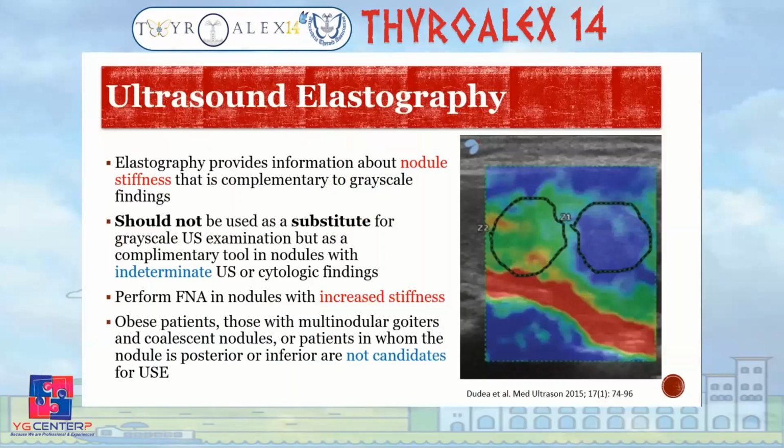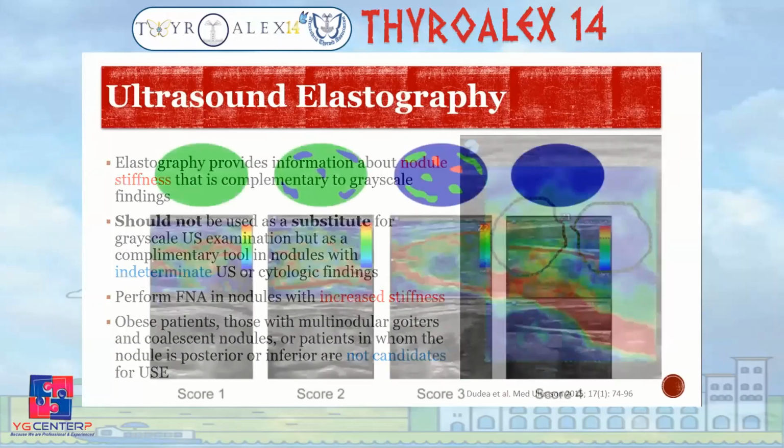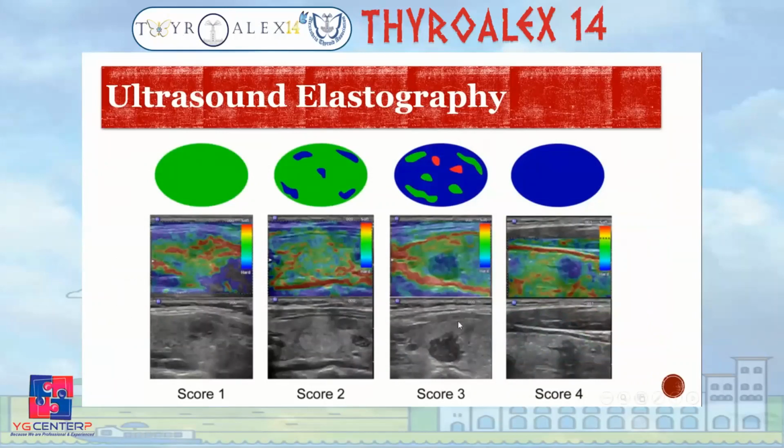Now, moving to ancillary imaging techniques, ultrasound elastography measures the stiffness of the thyroid nodule. It should not be substituted for grayscale ultrasonography, and it should be done for indeterminate cytology after FNA, and we may perform FNA when stiffness is increased. Also, obese patients and those with multinodular goiters and coalescent nodules are not candidates for elastography. Elastography measures the stiffness or elasticity of the thyroid nodule, with scores ranging from 1 to 4 in this criteria. The stiffer the nodule, the higher the risk of malignancy.